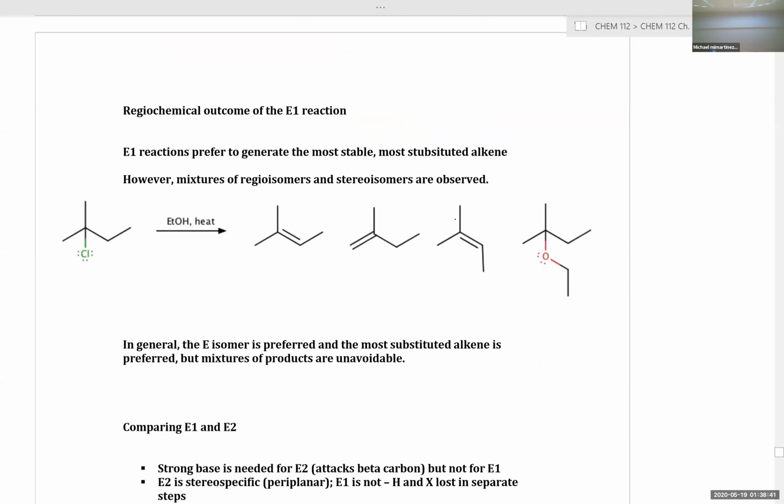So let's look at the regiochemical outcome of the E1 reaction. E1 reactions prefer to generate the most stable, most substituted alkene. Makes sense. However, mixtures of regioisomers and stereoisomers are observed. Did we see that in one of our labs? Did we see this mixture phenomenon? What lab did we observe this effect? Did we run an E1 reaction before? What lab is almost this exact substrate?